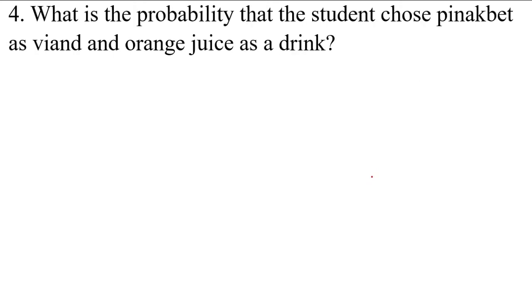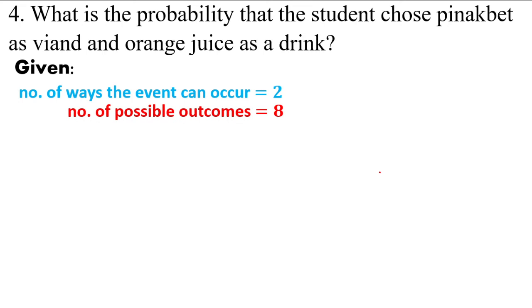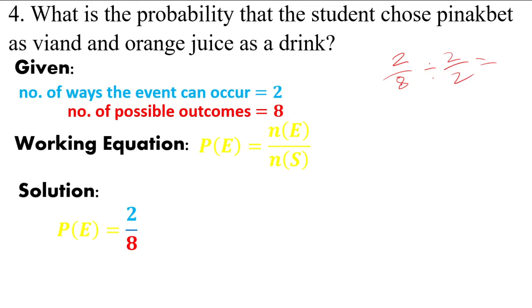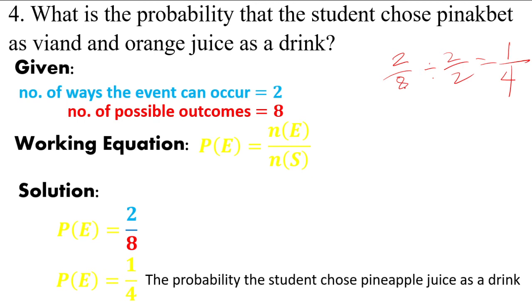Next, what is the probability that the student chose pinakbet as viand and orange juice as a drink? So, paano yun? The number of outcomes in which the event will occur is 2, while the number of possible outcomes is 8. So, that is 2 over 8. Okay, now simplify, divide both sides by 2. 2 divided by 2 is 1. 8 divided by 2 is 4. So, the probability that the student chose orange juice as a drink and pinakbet as viand is 1/4. Okay, next.